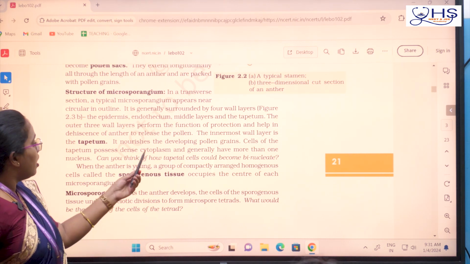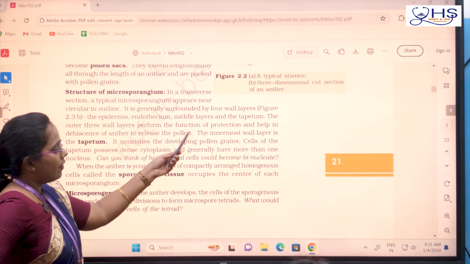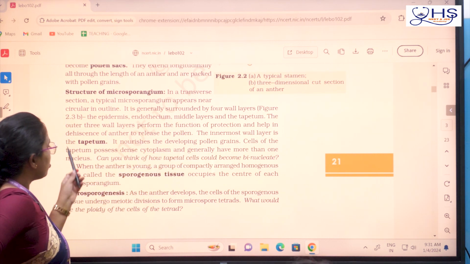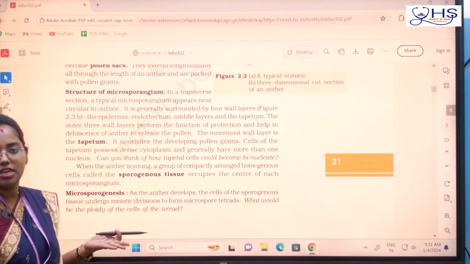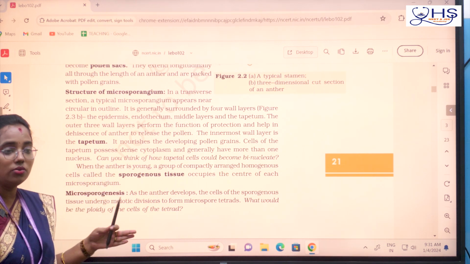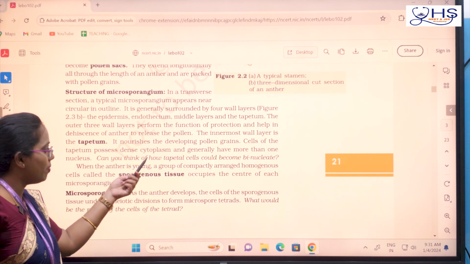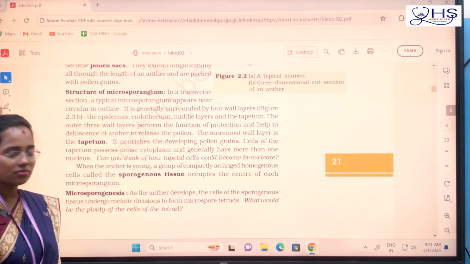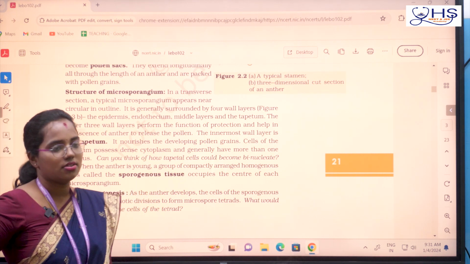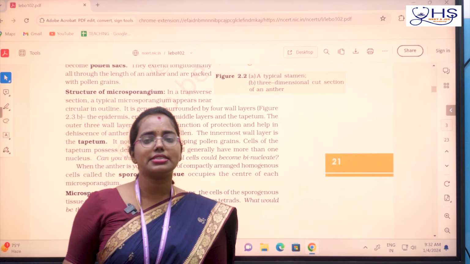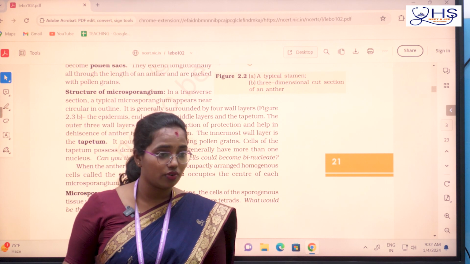It nourishes the developing pollen grains. Cells of the tapetum possess... They are talking about the nature of the tapetum. Next, they are telling two lines about the mother. How the tapetum looks like. Dense cytoplasm. Next what? Generally have more than one nucleus. Multinucleated cell. Is there any technical word we learned for that?